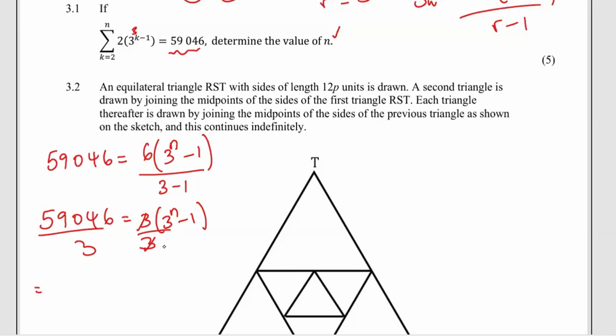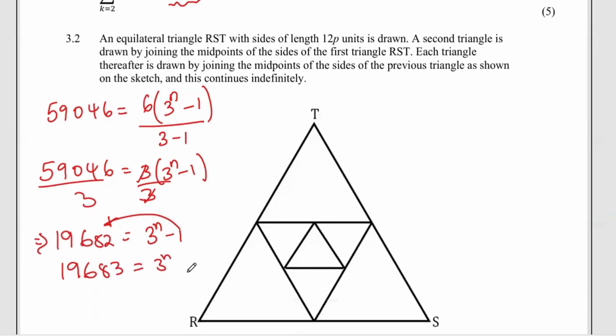I'm going to get 19. No, that's a lie. We cannot lie to small kids. So let's see. 59046 divided by 3. No, we're not lying actually. We're telling the truth.